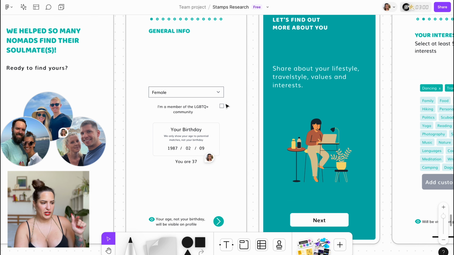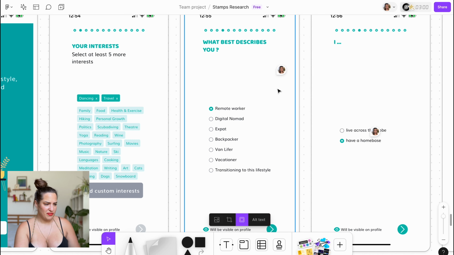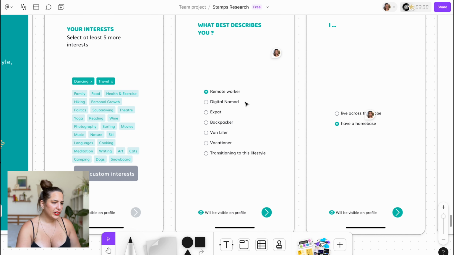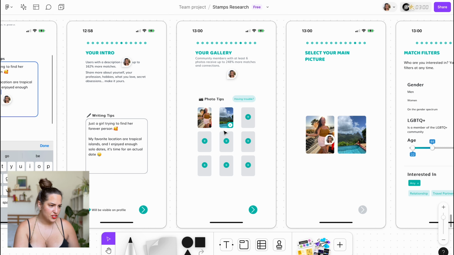You can mark that you're part of the LGBTQ plus community. You're gonna see in just a second why I say that. This is a nice to have feature. So am I a remote worker? Am I a digital nomad? This is the real shit show.